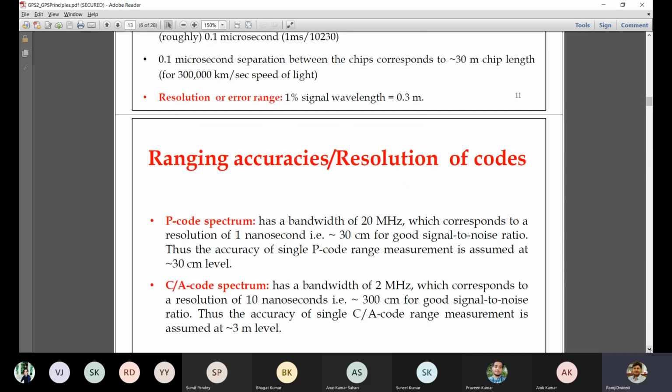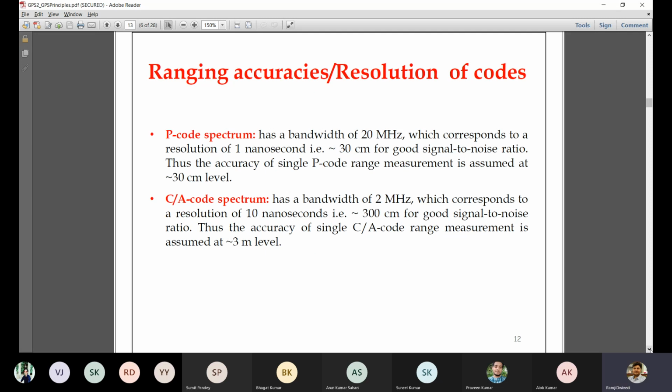So for ranging accuracies, range resolution of codes: the P code spectrum has a bandwidth of 20 megahertz, which corresponds to a resolution of 1 nanosecond. That is 30 centimeters for good signal to noise ratio. The CA code spectrum has a bandwidth of 2 megahertz, which corresponds to a resolution of 10 nanoseconds. That is 300 centimeters for good signal to noise ratio.